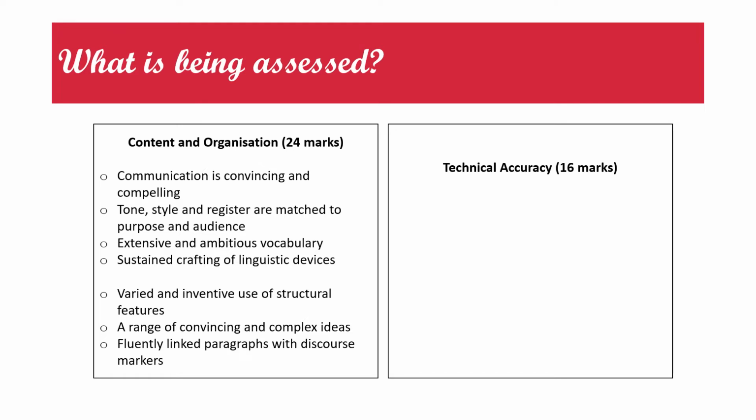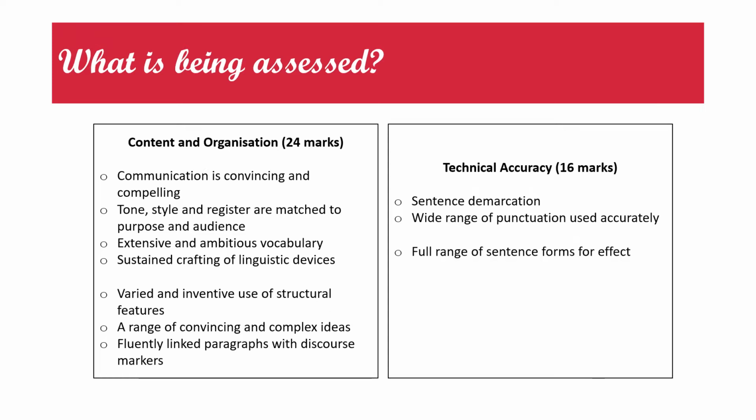We also get 16 marks for technical accuracy. So firstly, we need good sentence demarcation, and that means basically having your full stops in the correct place, your capital letters and so on, all in the correct place. Then we need a wide range of punctuation used accurately. For a wide range, I would suggest that you use about 7 different types of punctuation, obviously not all in the same sentence or paragraph, but across your whole 2 to 3 pages.